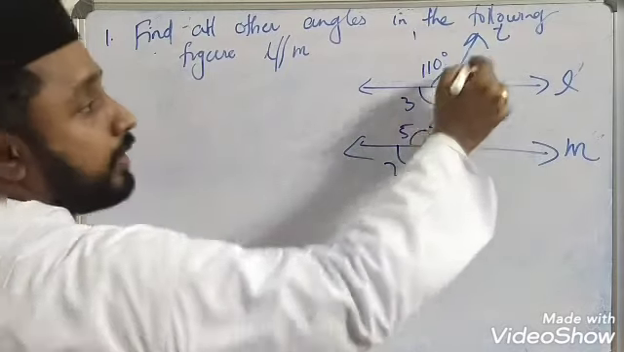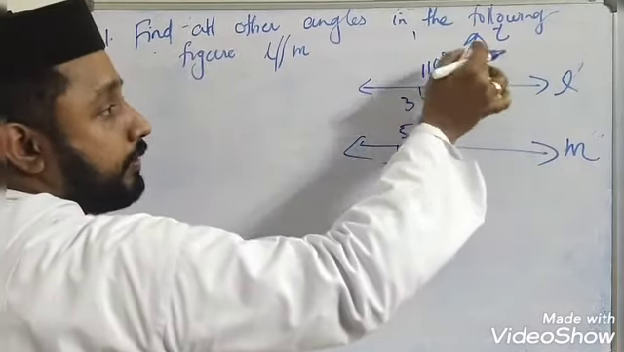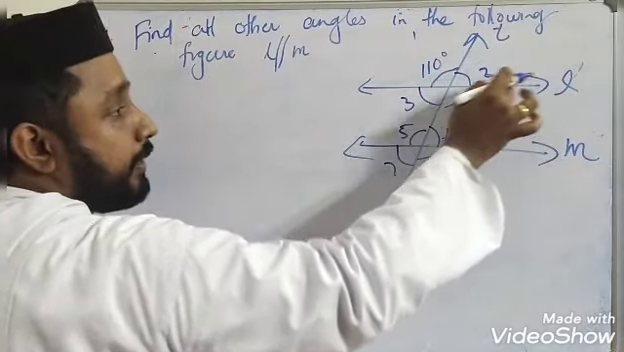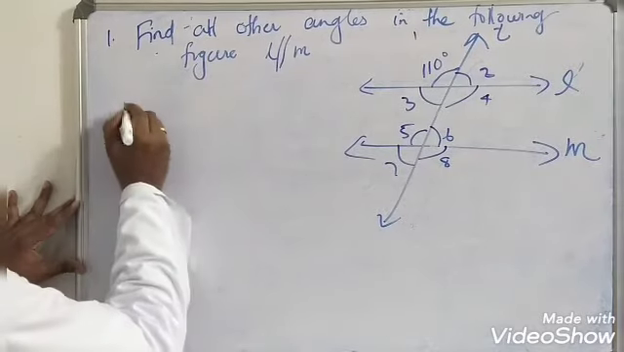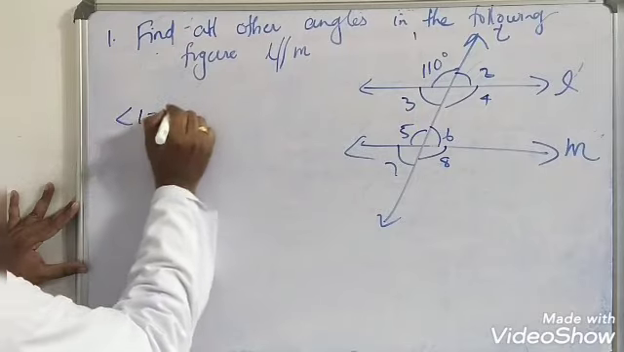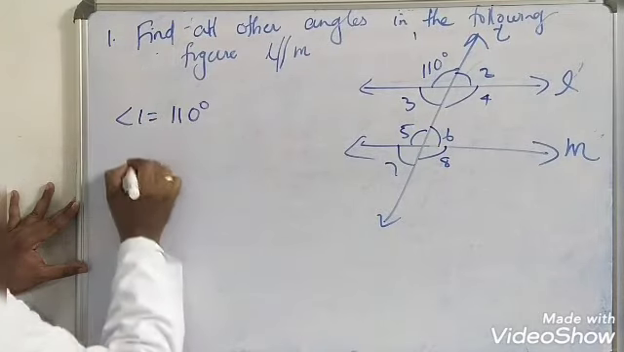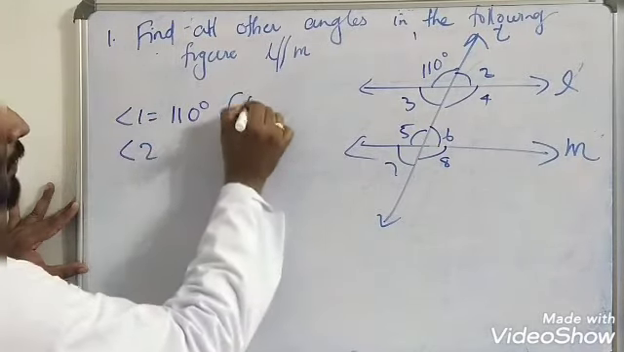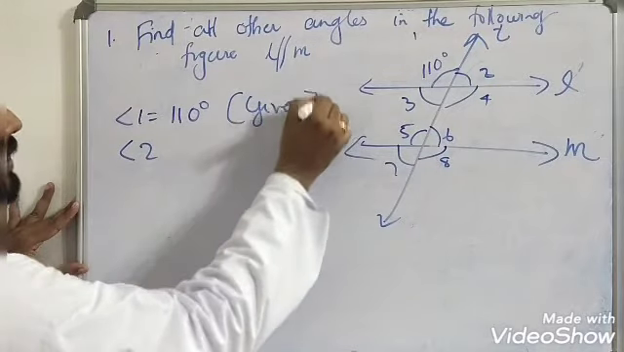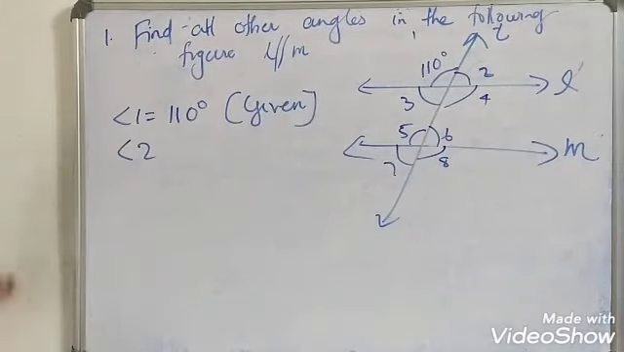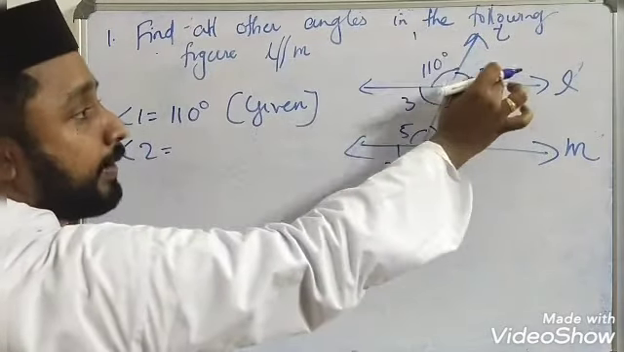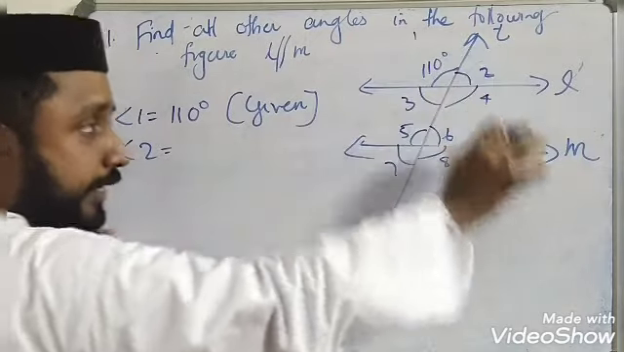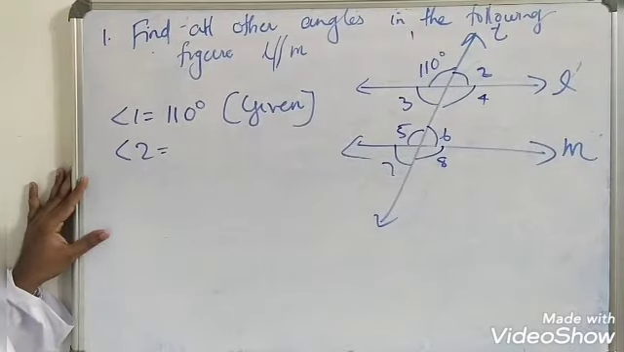Angle 2: we know these are linear pairs, so we can easily find angle 2. Angle 1 is equal to 110 degrees, as given. Angle 1 and angle 2 are adjacent and form a linear pair, so they are supplementary. Their sum is 180 degrees.